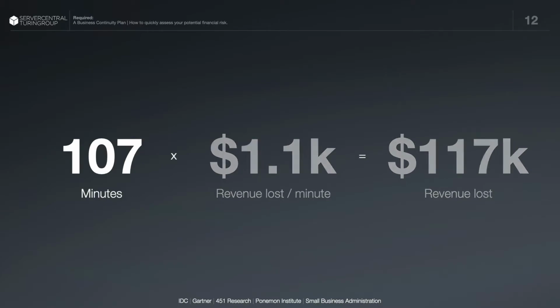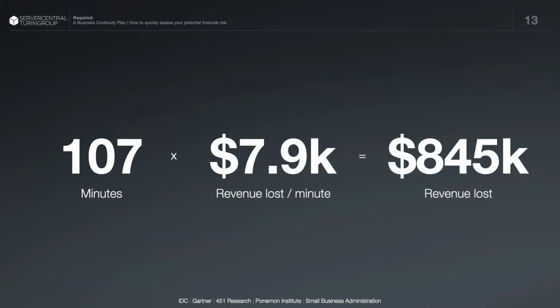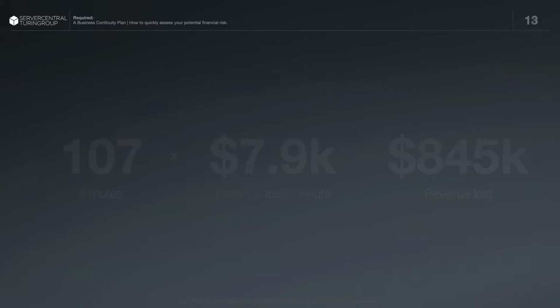Now, when you take this and you move upstream to mid-market organizations, it increases. The revenue loss per minute on average is about $7,900, and the overall impact of that 107-minute outage comes out at just around $845,000. Again, it gets real very, very quickly because we're talking about a time frame of less than 2 hours, resulting in a very significant hit to revenue.